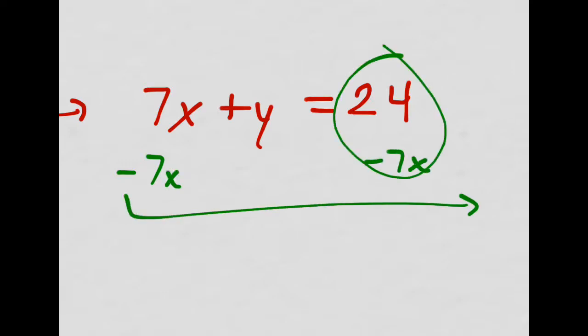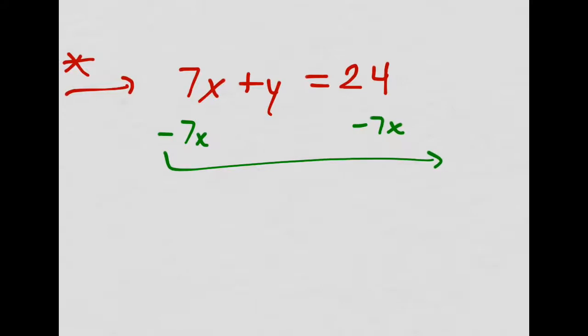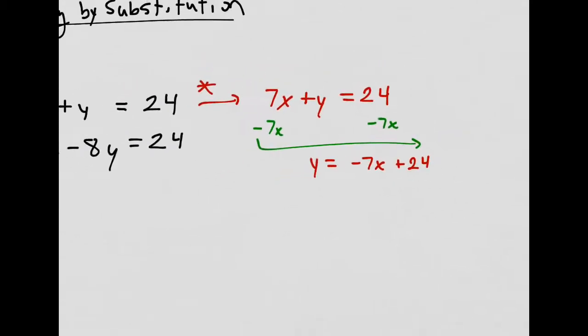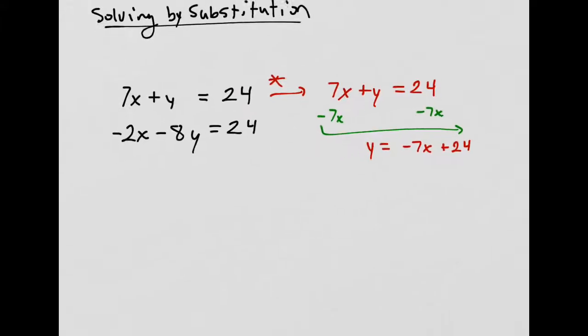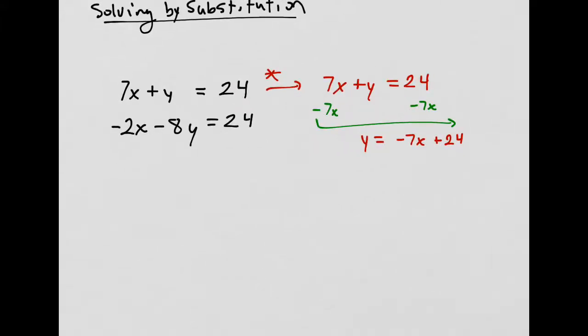These are not like terms, so I cannot combine them. I'm just going to write them sideways. y equals negative 7x plus 24. Very good. But then, maybe write this down. The first step is to solve for a variable. Could be an x, could be a y.